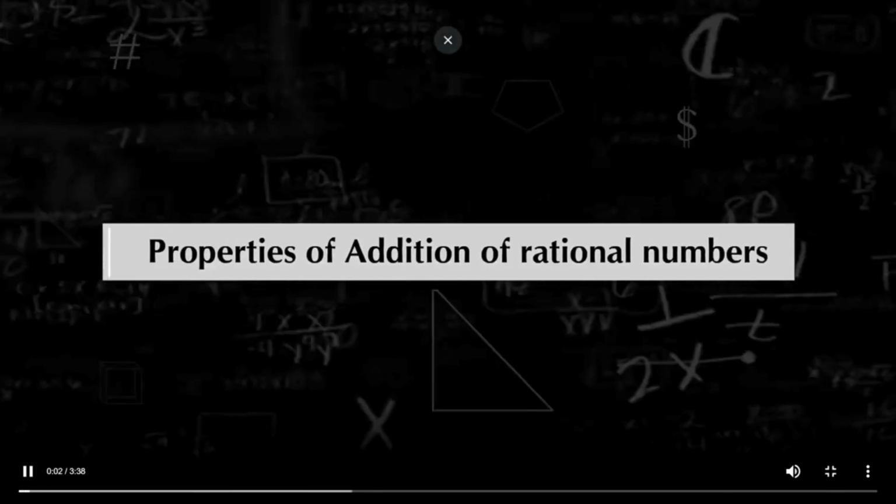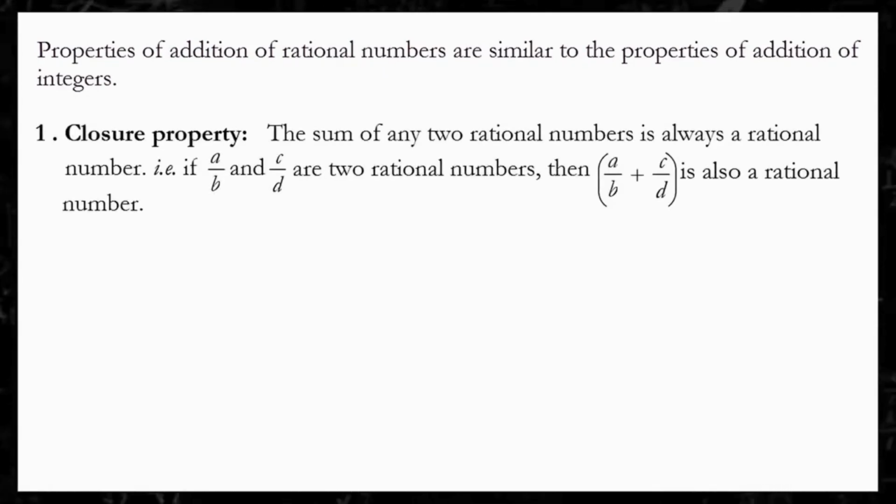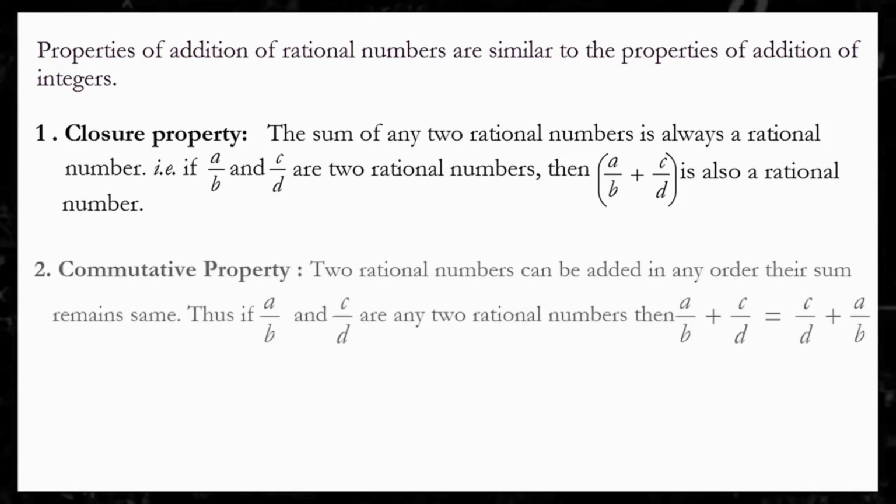Properties of addition of rational numbers. Properties of addition of rational numbers are similar to the properties of addition of integers. 1. Closure property. The sum of any two rational numbers is always a rational number. That is, if a by b and c by d are two rational numbers, then a by b plus c by d is also a rational number.